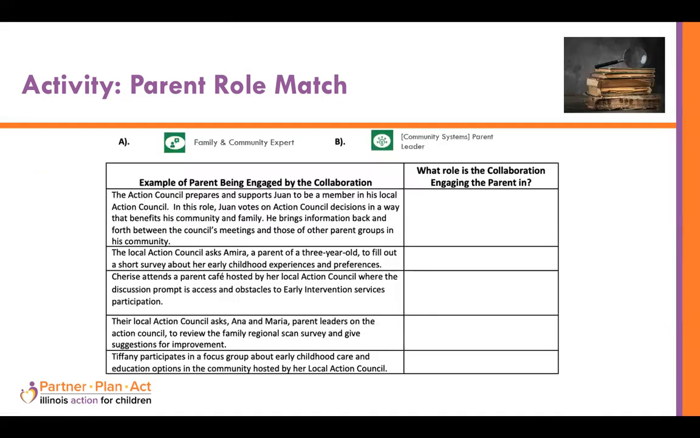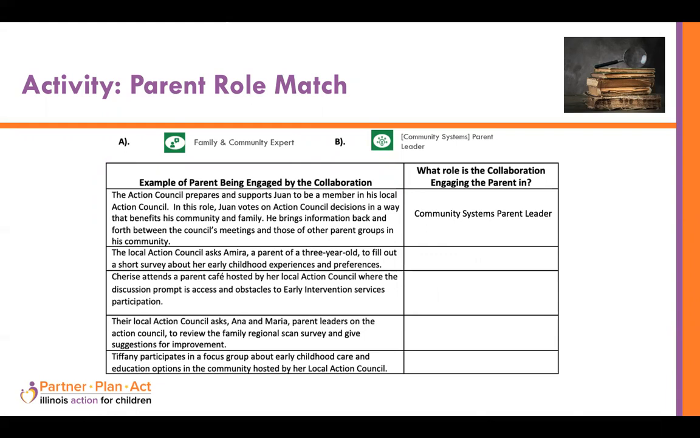Let's review the answers for the parent role match activity. The answer for the first scenario is community systems parent leader. In this scenario, Juan is an active member in his local action council where he votes, makes decisions to benefit his community and family, and shares council meeting information with parent groups in his community.